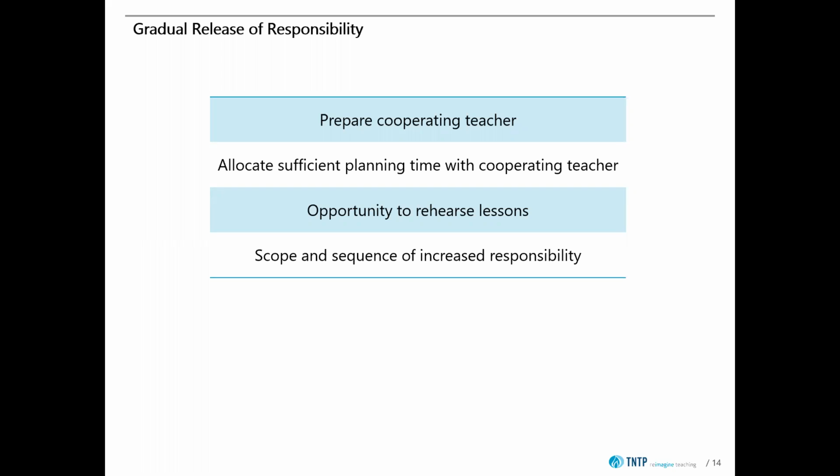Allocating sufficient planning time with the lead teacher is also critical for effective gradual release of responsibility in the virtual environment. Student teachers and lead teachers should have sufficient opportunity to rehearse lessons they will be delivering. It can also be helpful to outline a scope and sequence of increased responsibility at the outset of the process, so student teachers are clear on how their responsibilities will change over time.